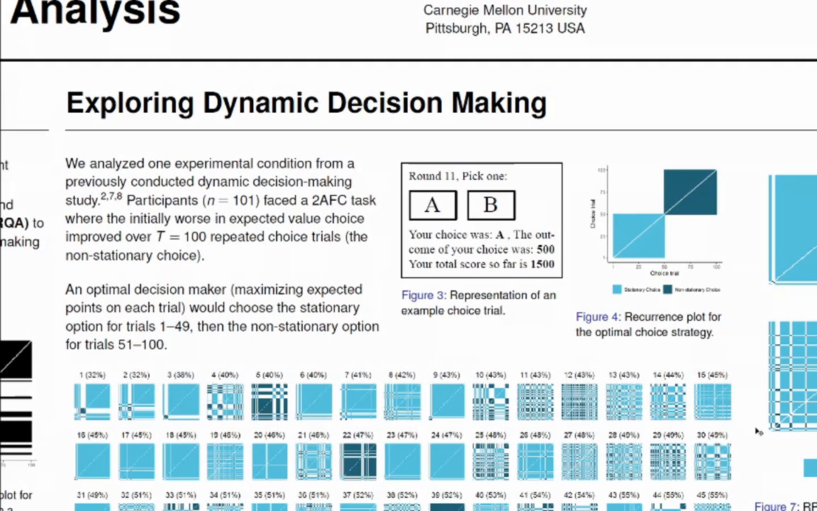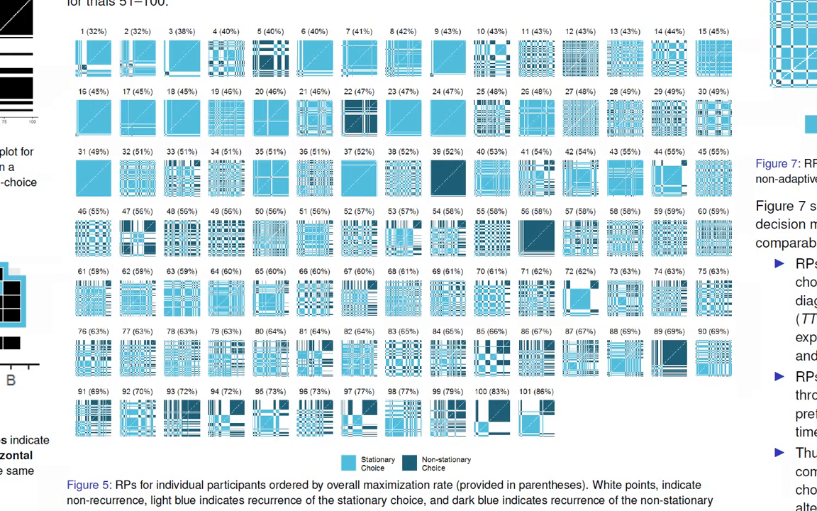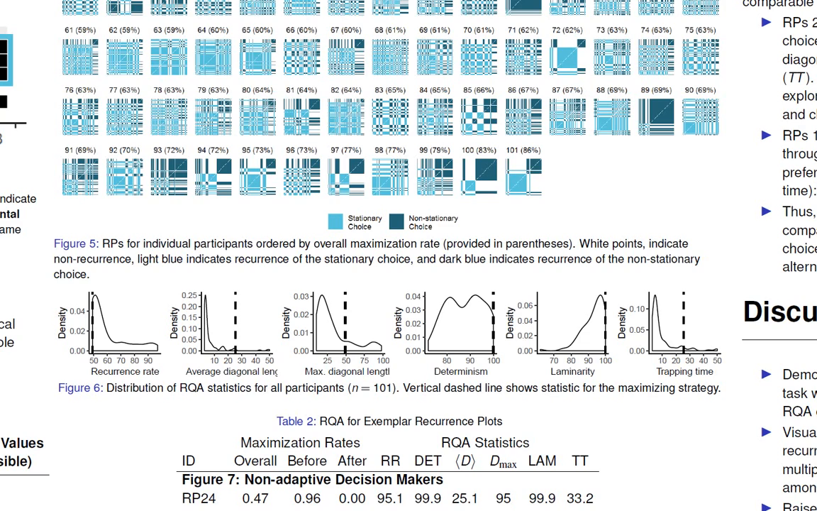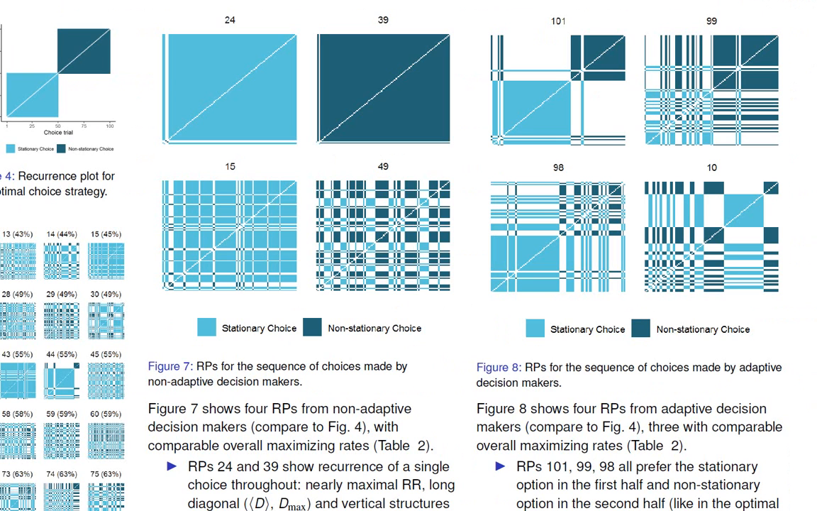Thus, the recurrence plot for an optimal decision maker looks like Figure 4, where the first 49 trials are a repeated sequence of the stationary choice event state. Then, the remaining trials are a repeated sequence of the non-stationary choice event state. Our paper and poster provide the full quilt of recurrence plots for our data in Figure 5, and the distribution of the recurrence statistics in this sample in Figure 6.